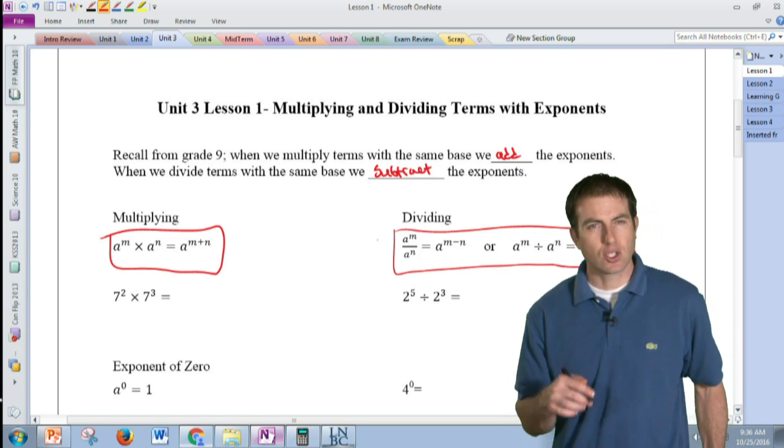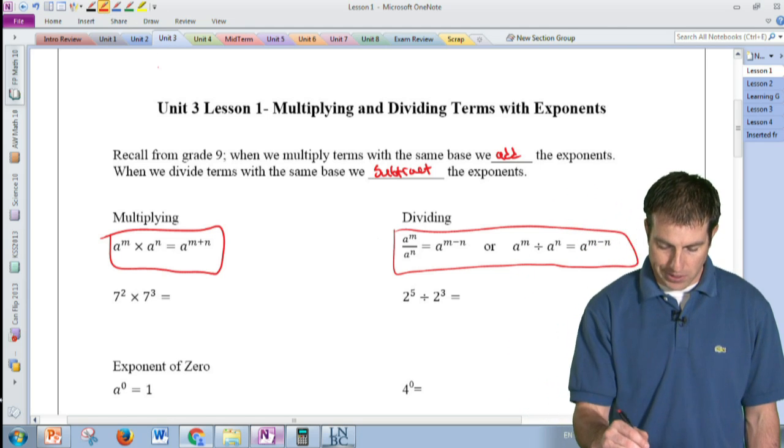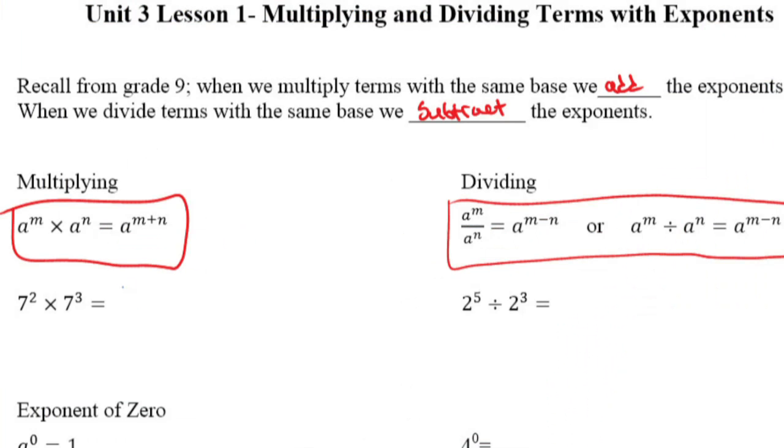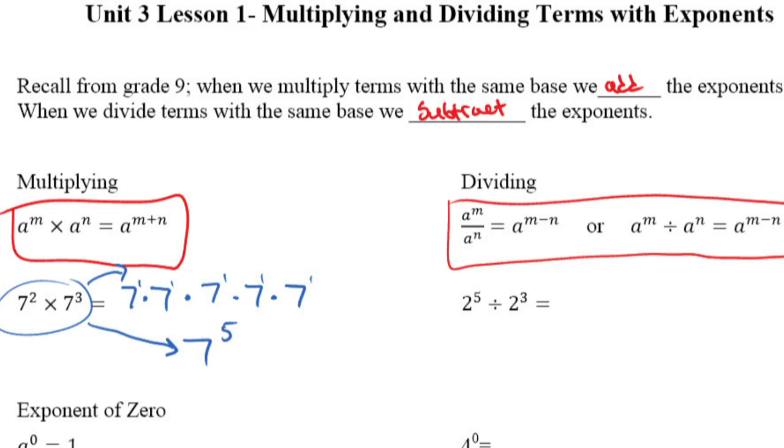If I have 7 squared, I'm going to write this out the long way. 7 squared is 7 times 7, and then I'm going to multiply that by 7 to the power of 3, so 7 times 7 times 7. How many 7s do I have altogether? Well, I have 1, 2, 3, 4, 5. I have 5 7s. I could just write them all out, or I could say I had 2 7s and another 3, so I have 5 altogether.